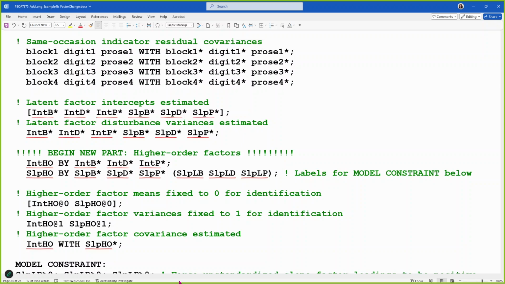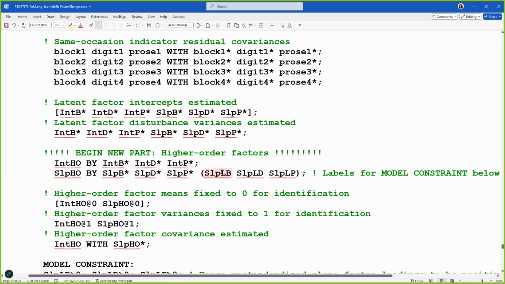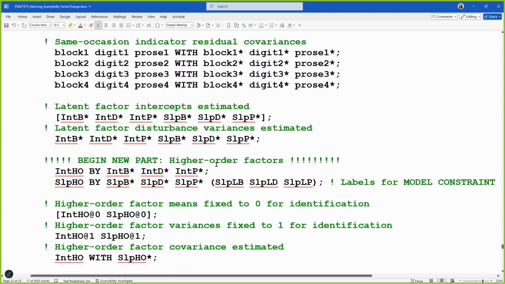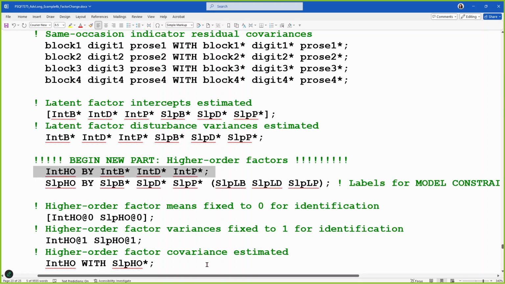Here's the new part. Int HO and slip HO, that means higher order. Not you are the ho, HO model. So you can think of the intercepts and slopes as indicators. This is like a measurement model. The upper part is a measurement model.